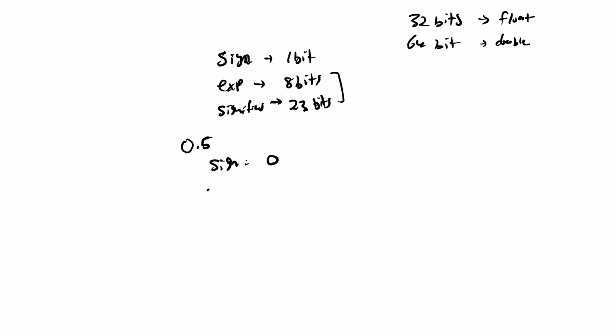The next question that we have here is, what about the exponent? What about the significand, right? What do we do with these two values? First thing I recommend doing is taking a look at the significand. We want to understand, how do we represent 0.5? Well, 0.5 is just 2 to the power of negative 1, right?